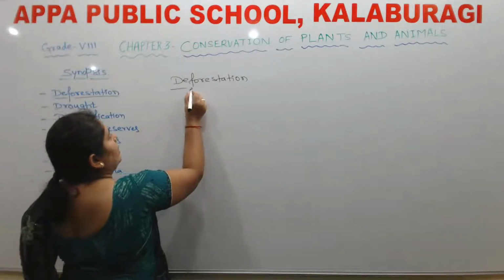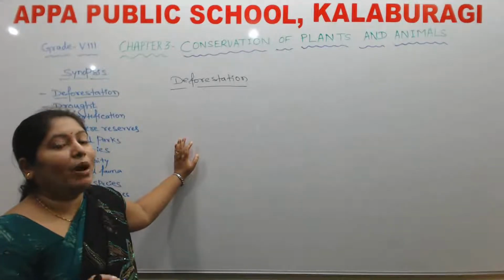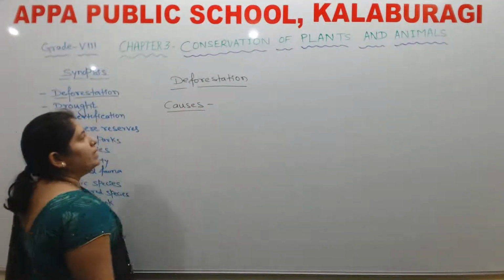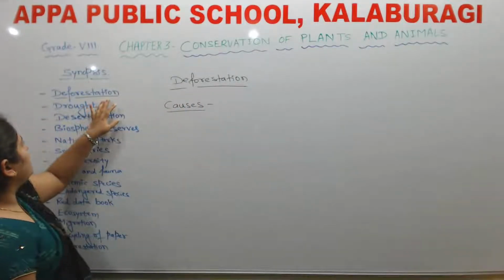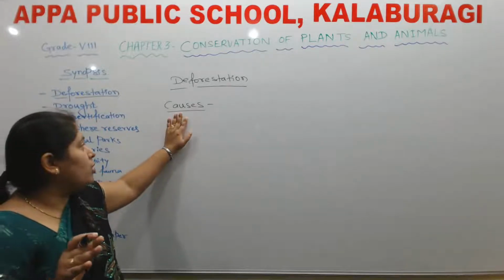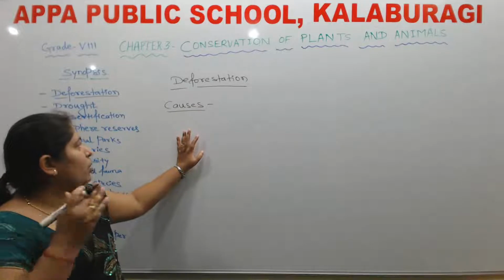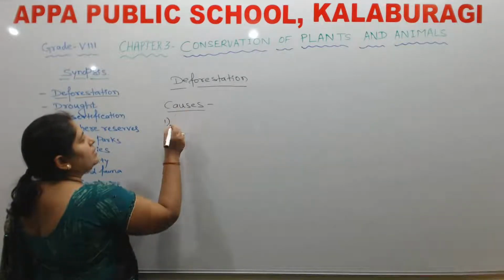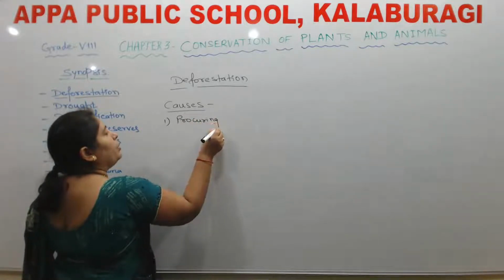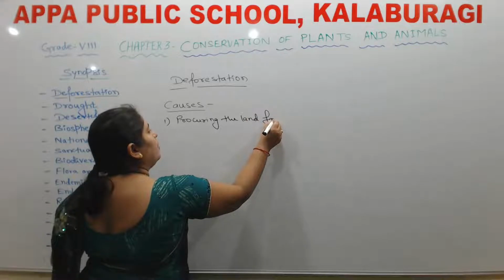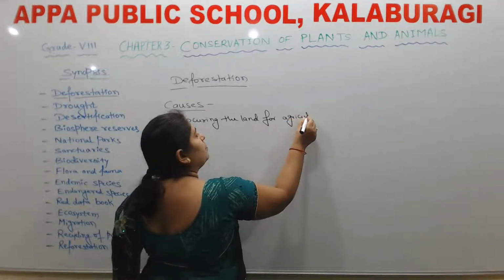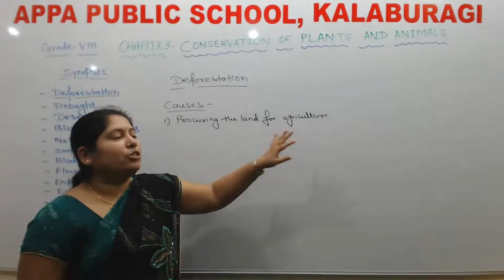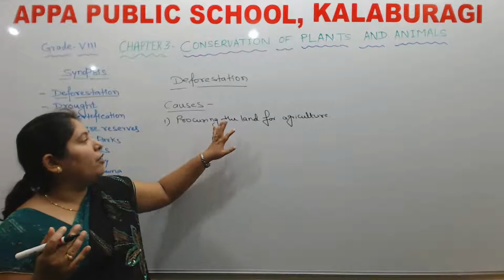If deforestation is going on, then what are the causes of that? This is very important. For deforestation, drought, and desertification, we have to study causes as well as consequences. So what is the reason behind deforestation? The first main cause of deforestation is procuring the land for agriculture, utilizing the land for agriculture purpose.